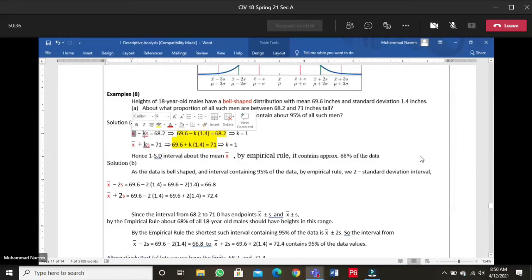Generally we have the left limit x bar minus ks equal to 68.2 and the right hand limit x bar plus ks equal to 71. We don't know the value of k, it may be 1, 2 or 3. Data is bell-shaped, that's why we can apply the empirical rule. From this equation we have k equal to 1, and from this equation again we have the same value of k, and by the empirical rule we know that the one standard deviation interval about the mean value contains 68% of the data.